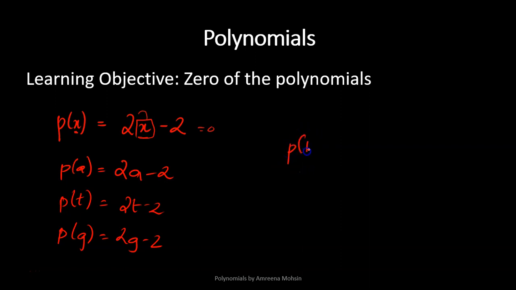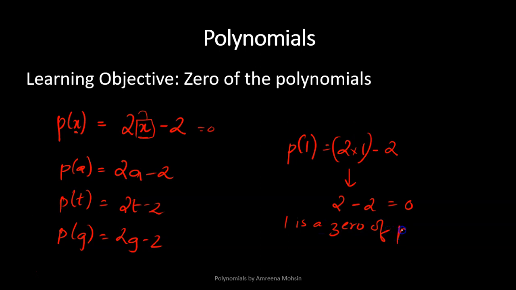It could be 1. Let me write the equation in terms of 1. So it's going to be 2 into 1, in brackets, minus 2. What is 2 times 1? It's a 2. And then 2 minus 2 is a 0. So we are going to say that 1 is the zero of the polynomial.